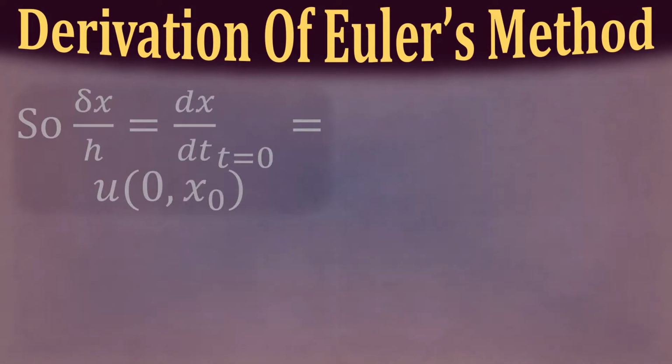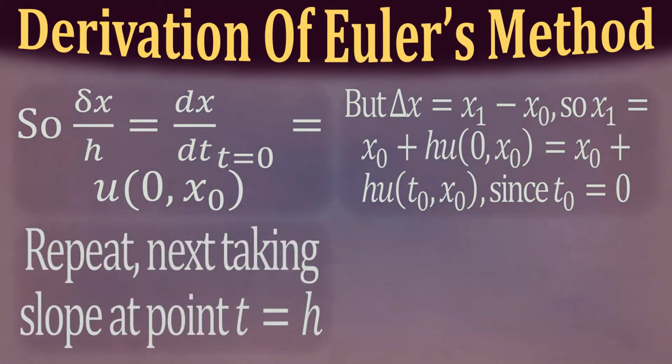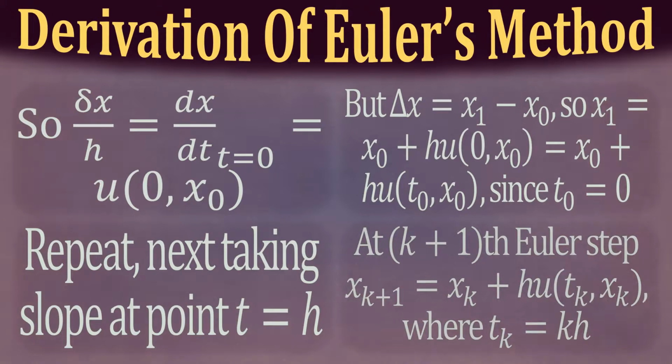We have that the difference in x over h is equal to dx/dt evaluated at t equals 0, which is equal to u(0, x0), but the difference in x is equal to x1 minus x0, so x1 is equal to x0 plus h u(0, x0), which equals x0 plus h u(t0, x0), since t0 is equal to 0. We then repeat, taking the next slope at the point t equals h. In general, at the (k+1)th Euler step, we have that x(k+1) is equal to xk plus h u(tk, xk), where tk is equal to kh.